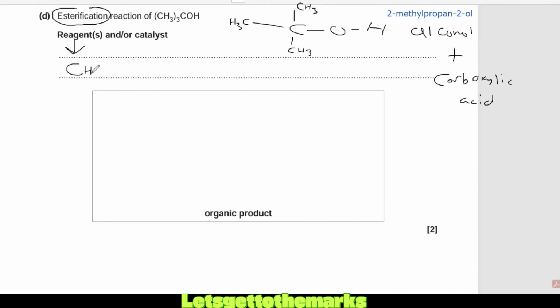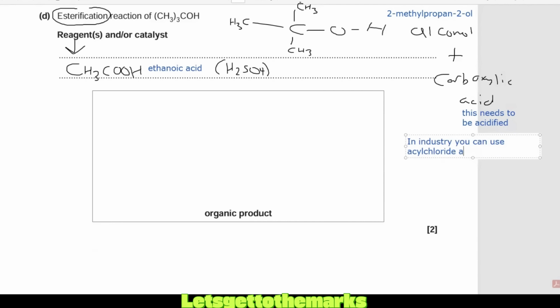Now you could name any carboxylic acid. You could go methanoic for the simplest one. I'm going to do ethanoic. It's also another simple one that comes up a lot in esterification reactions. So we've got ethanoic acid here, CH3COOH, and we are going to acidify it. Now, if you're going to use ethanoic acid, you need to acidify it because it's not as reactive.